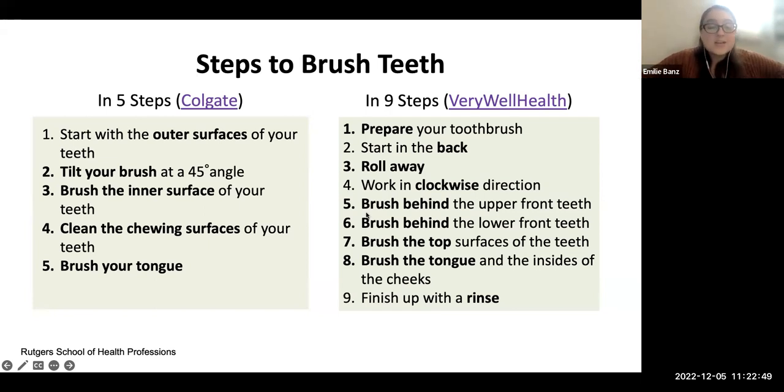And yeah, Natasha, there's a lot of steps to brushing your teeth. Some of you had 10, some of you had more. This Colgate one has 5, Verywell Health has 9. But it really does depend on the person and what their needs are.